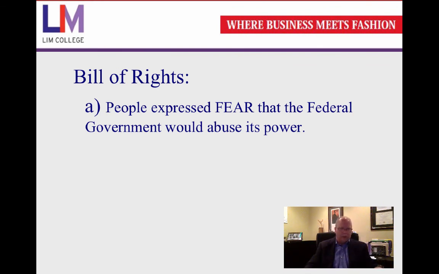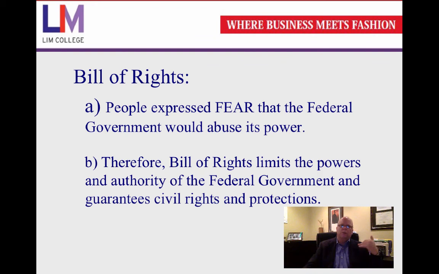So we established our country as the United States and set up the U.S. Constitution, but people still weren't comfortable. They were like, I don't understand this federal government thing. They feared that the federal government would abuse its power. So therefore, the Bill of Rights was enacted to limit the power and the authority of the federal government, and to guarantee civil rights and protections.